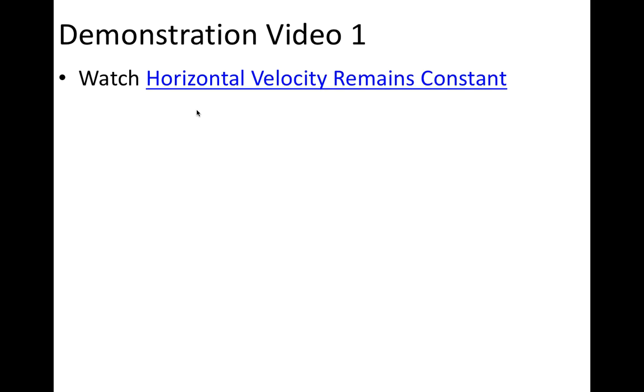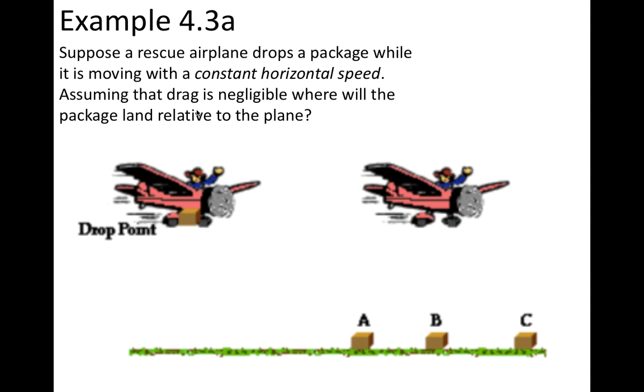Okay, the video that you just watched really tries to drive home the fact that we have independent x and y motion for objects in free fall, in projectile motion. We have constant velocity in the x, and we have acceleration in the y with an acceleration of g downwards. So let's see that in an example on the next slide.